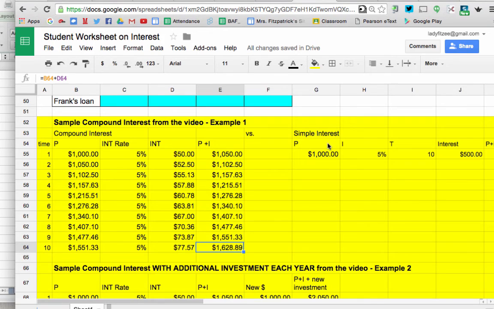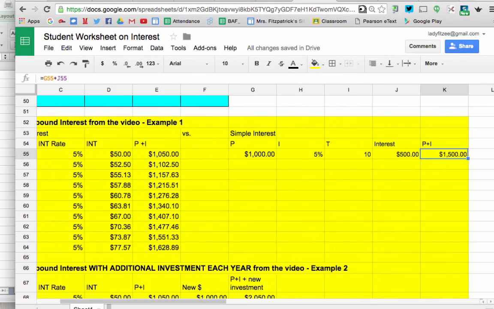However, if you were just offered simple interest on that account, you would have your $1,000, which is the same, your 5% interest, which is the same, times the time. You're going to end up with $500 interest at the end. So add it to the principal. This plus this. What you invested plus the interest you earned equals $1,500.